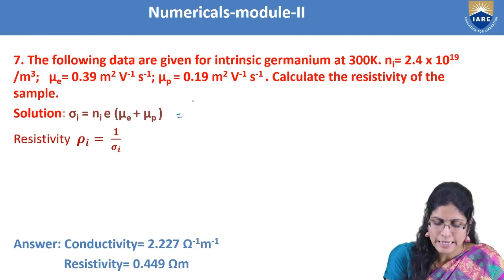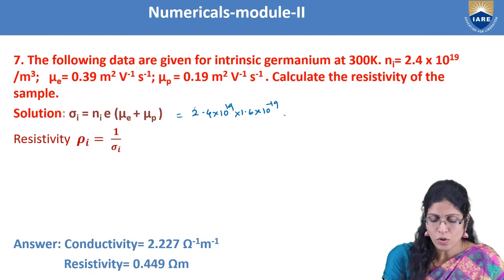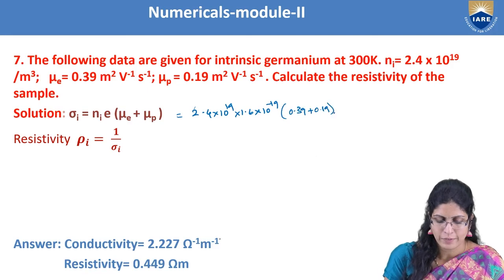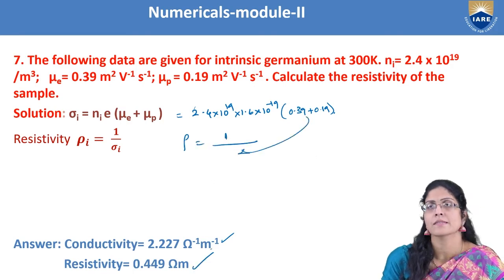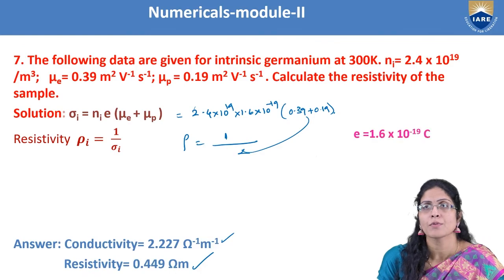Okay, so how can you do that? Ni is given as 2.4 × 10^19 into 1.6 × 10^-19 as the charge of the electron into 0.39 plus 0.19. So then you should end up with this, and take the reciprocal of whatever you get here. You'll end up with this. So that's E if you don't know.